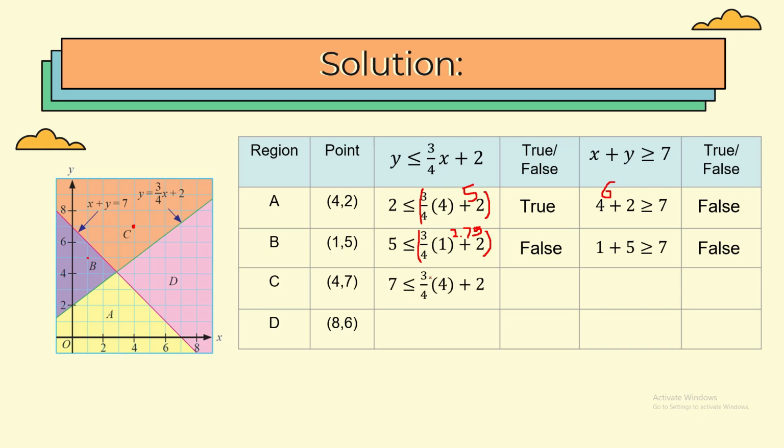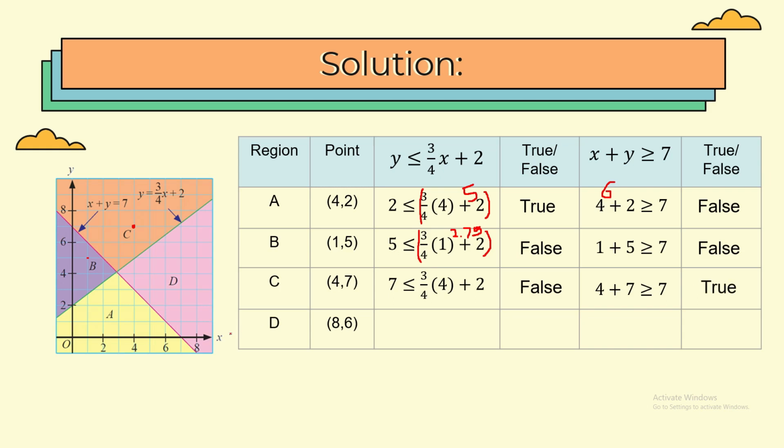Okay, after you solve it, is it true or false? Okay, I got this false. And then next you substitute into the second linear inequality, and then you determine whether it's true or false. 4 plus 7 is 11. 11 is higher than or equal 7. Okay, this is true because 11 is higher than 7.